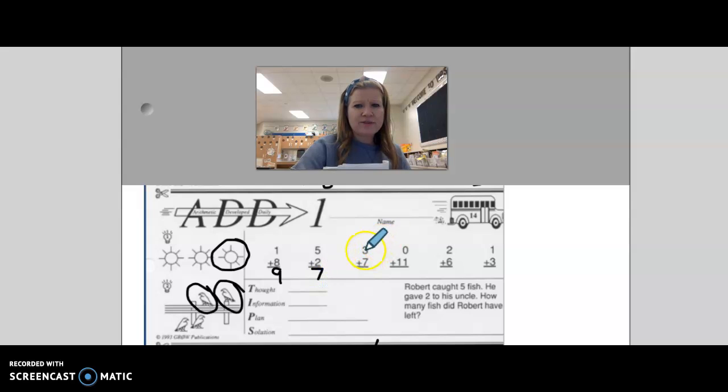The next one, 3 plus 7. So 7's bigger, so I'm going to start at 7 and count up 3 more. 7, 8, 9, 10. Good. The next one is 0 plus 11. So if I have 11 and I don't need to count up anymore, I still have 11.